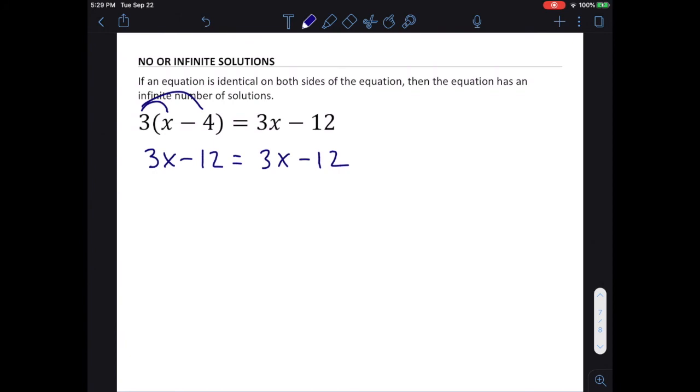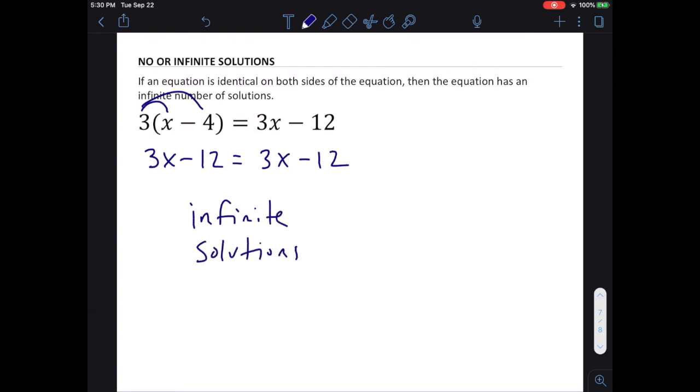Notice anything? Both sides are exactly the same. If both sides are exactly the same, that means I can plug any number in for x on the left-hand side, and I'm going to get a number of some sort. And if I plug that same number into x on the right-hand side, I'm going to get the same number. So what this means is I can plug in any value of x into this equation, and I am going to get a solution of some sort. Okay, so what that means is this problem has infinite solutions. So I just have to write infinite solutions.